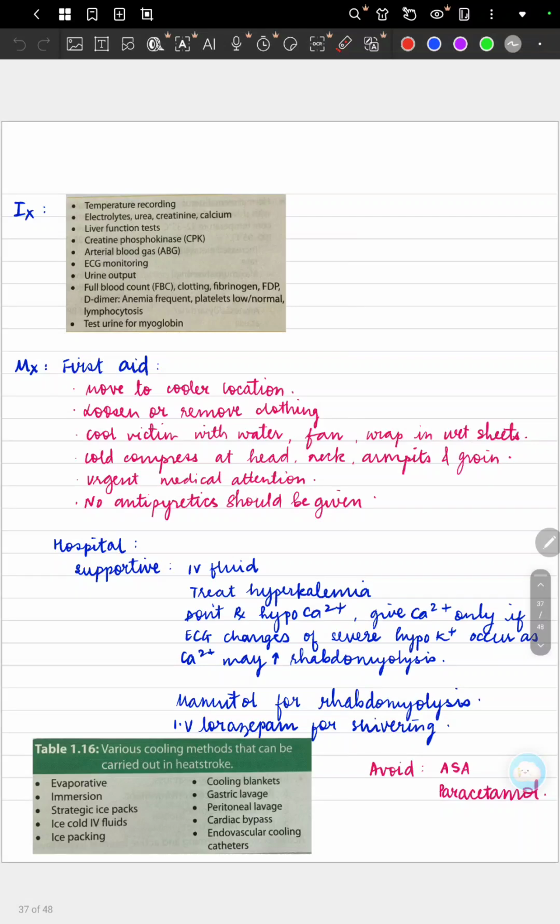Ice packs are kept on the head, neck, in the armpits, and in the groin region. Ice packing, cooling blankets, gastric lavage, cardiac bypass, and cooling catheters can be used.